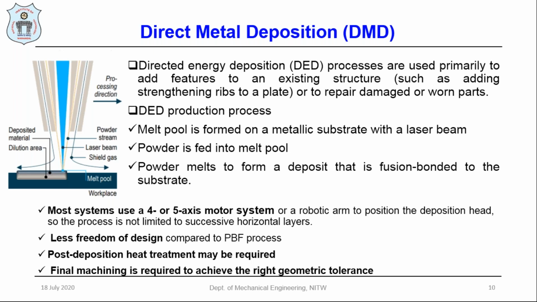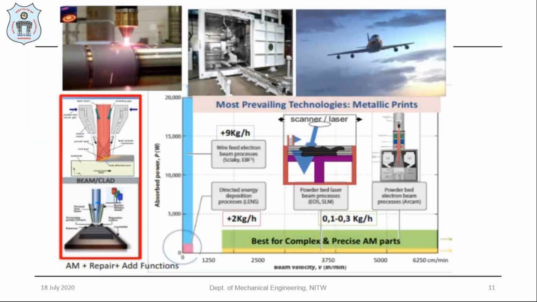There are some constraints in this DED process, and we need to go for post-deposition as well as post-production heat treatment, which may be required for this type of component. Post-processing and final machining are required to achieve the right geometric tolerance, because the surface roughness of the fabricated components is very high. To have a better surface finish, we need to go for post-processing.